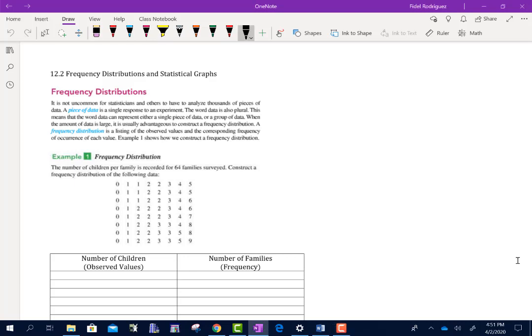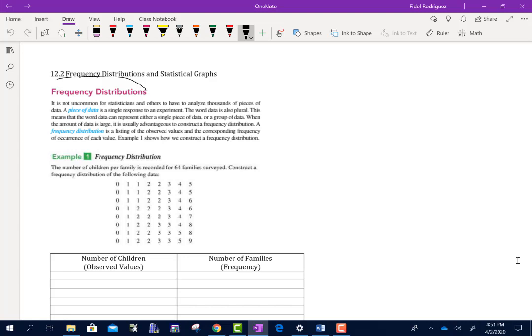So sections 12.2 and 12.3 are going to be a little bit about statistics, guys. It's just two sections. There's not a lot here, but the problems sometimes can be a little confusing. So I really want to go through these in a very detailed manner so that we can understand what's going on.